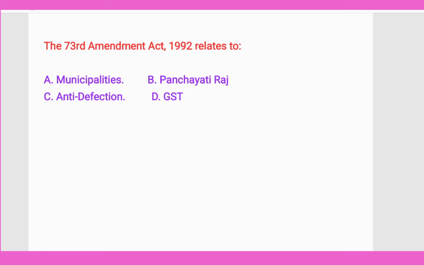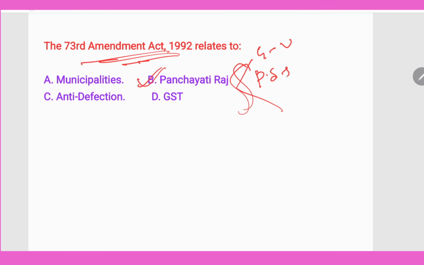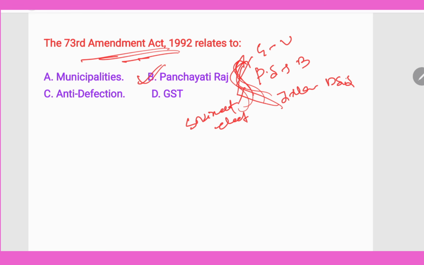The next question is, 73rd Amendment Act 1992 relates to what? It says about the Panchayati Raj system or 3-tier system: Gram Panchayat at village level, Panchayat Samiti at block level, and Zilla Parishad at district level. Okay, and there shall be indirect election linking these three, indirectly linked. And remember, 74th Amendment says about municipality.